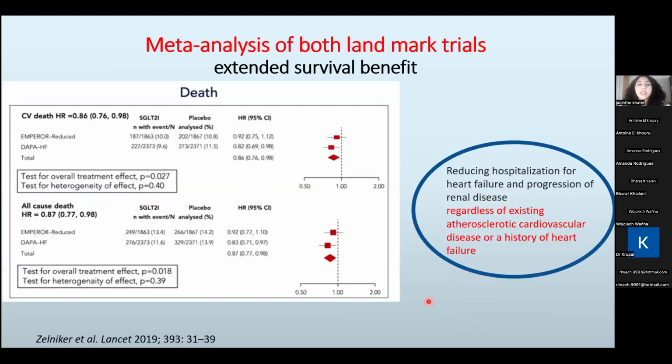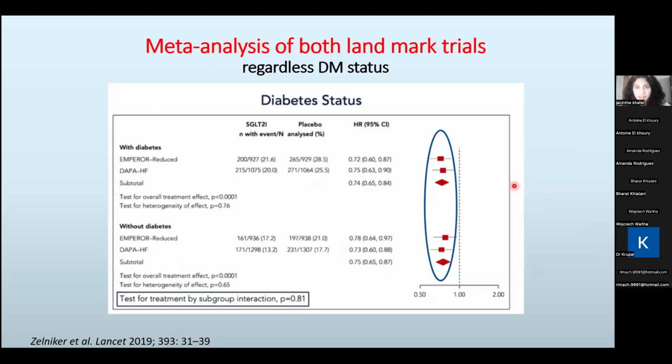Also, this meta-analysis actually showcased 2 important trials, which were the EMPEROR-Reduced, as you can see right here, and the DAPA-HF. It showed that regardless of any existing atherosclerotic cardiovascular disease or any history of heart failure whatsoever, there was a reduction of hospitalization for heart failure and the progression of renal disease. So I wanted to mention here that SGLT2 inhibitors also show very important and prominent nephroprotective outcomes. However, I did not mention that in that lesson, but I'm just mentioning it right now very fast.